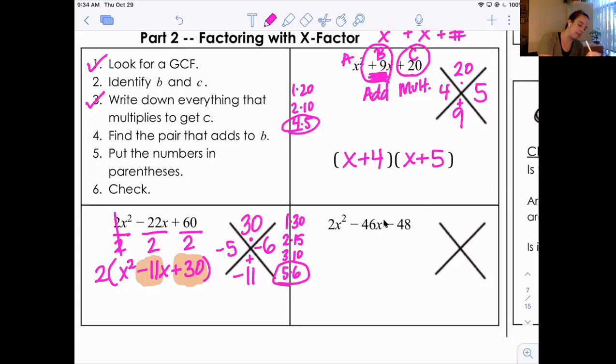So I'm going to leave my 2 out in front. I'm going to write my two parentheses, and I'm going to have x minus 5 and x minus 6.